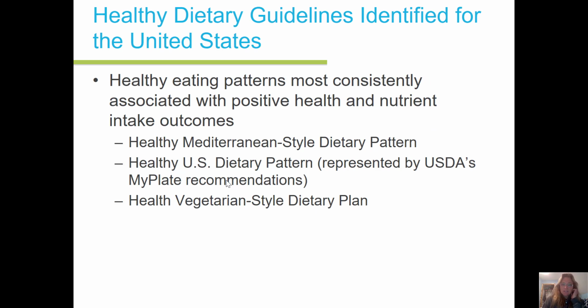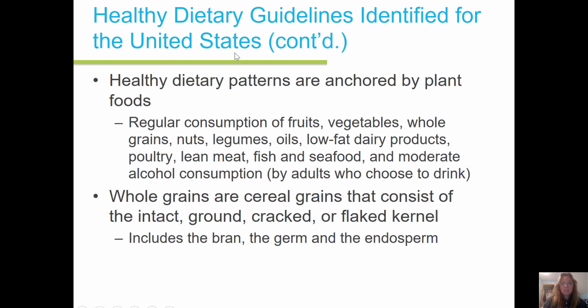And in the United States, we have developed some healthy dietary patterns that we're following. And the first one that I wanted to talk about is the U.S. dietary pattern that's represented by the USDA. So these healthy dietary guidelines that have been identified in the United States are definitely things that are anchored by plant-based eating. So plant-based dietary patterns have become more mainstream because there's a lot of research out there showing that a plant-based diet can definitely reduce your risk of a lot of chronic diseases.